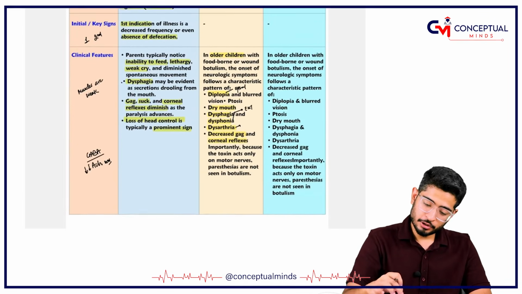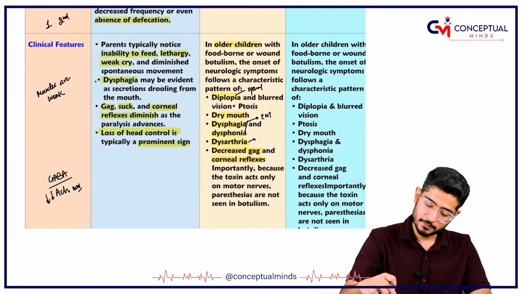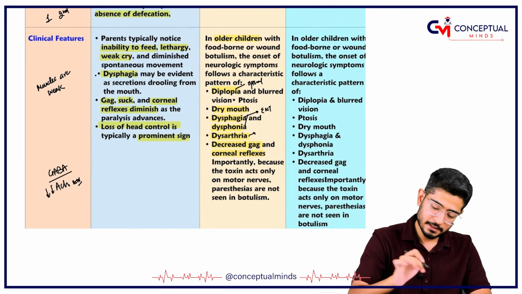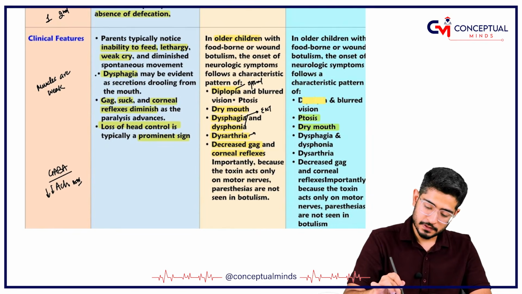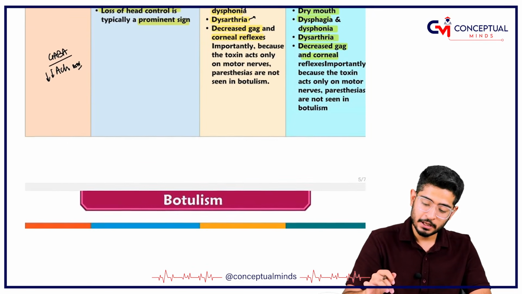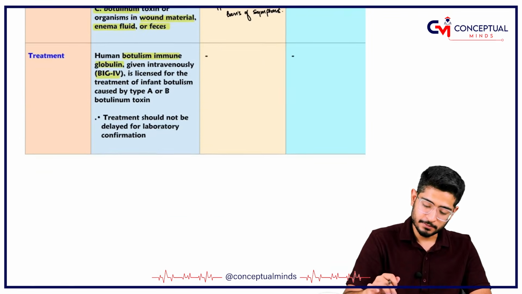Then coming on to wound botulism. I have told you, the things are actually very similar: dry mouth, ptosis, diplopia, dysphagia, dysphonia, dysarthria, decreased gag and corneal reflexes, everything is going to be similar.